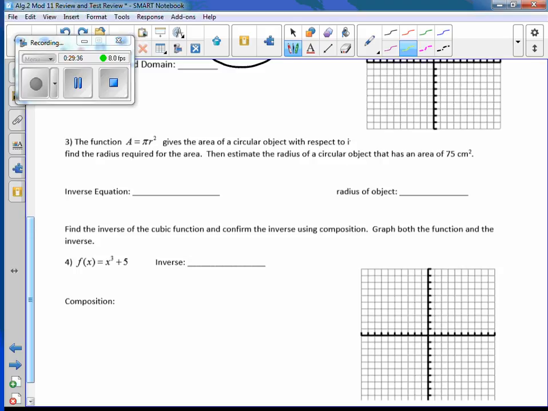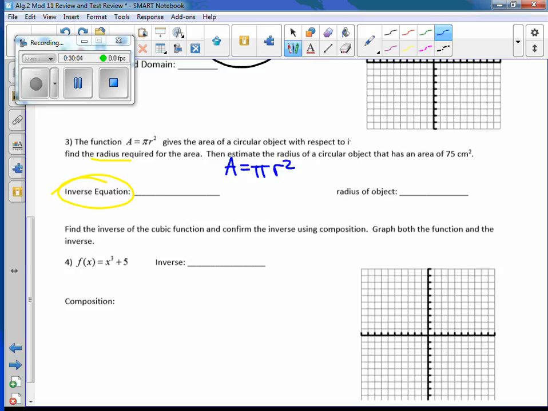All right, number 3, it says the function A equals pi r squared gives the area of a circular object with respect to r. Find the radius required for the area, then estimate the radius of a circular object that has an area of 75 square centimeters. So first we have to find the inverse. So again, like we talked about finding the inverse, you have to solve for the other variable.